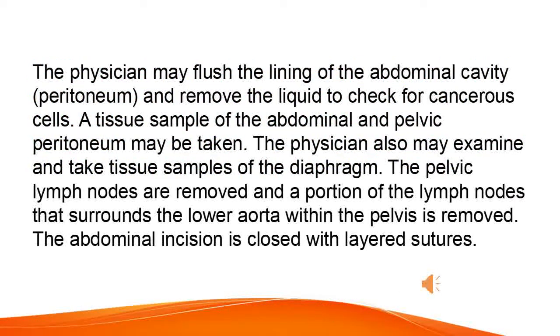The physician may flush the lining of the abdominal cavity, the peritoneum, and remove the liquid to check for cancerous cells. A tissue sample of the abdominal and pelvic peritoneum may be taken. The physician also may examine and take tissue samples of the diaphragm. The pelvic lymph nodes are removed and a portion of the lymph nodes that surrounds the lower aorta within the pelvis is removed. The abdominal incision is closed with layered sutures.